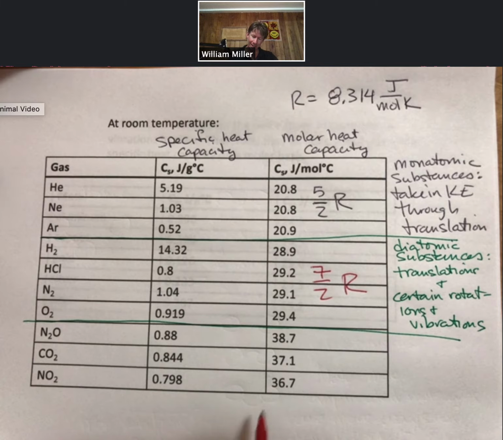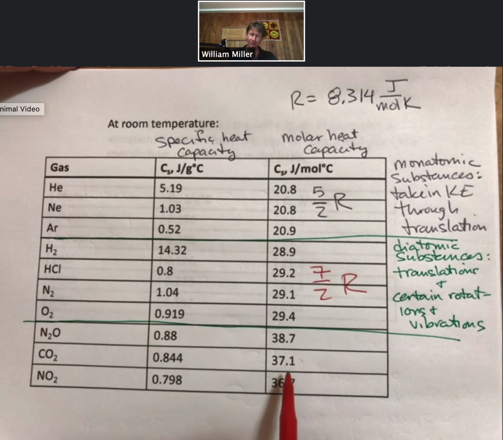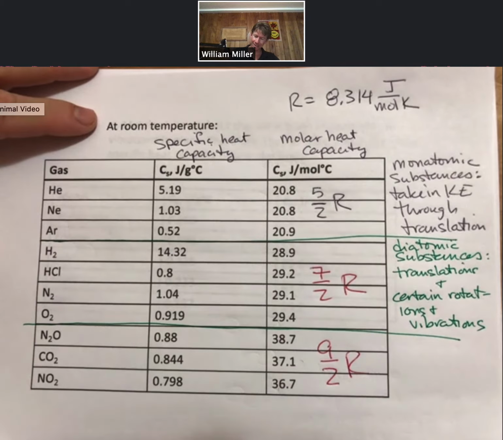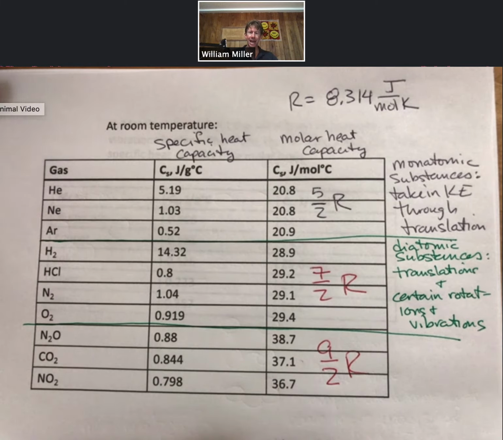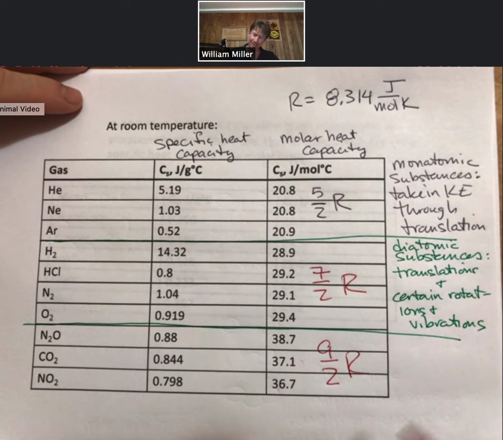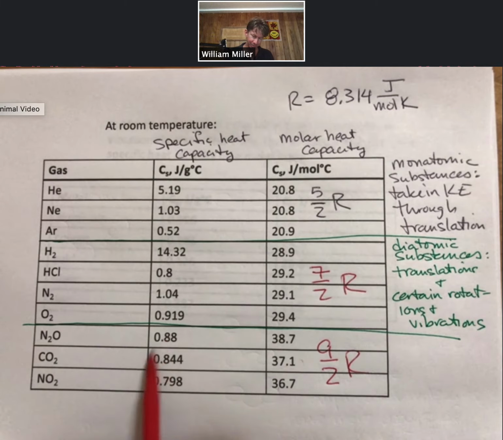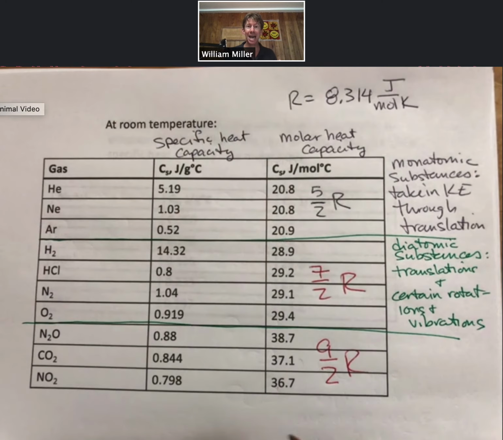And as you get more complicated, you can start to see that the numbers are not quite as close as the monatomics. But down here, as things get more complicated, these are going to be 9/2 R or close to it. And you can start to see how molecules or atoms absorb energy on an atomic basis is related to how they are allowed to take in kinetic energy. Without looking at the molar heat capacity, the numbers can look more different, and quite different sometimes. But we can get an understanding by looking at the specific set of units of what's happening on an atomic or molecular basis, which is really cool.